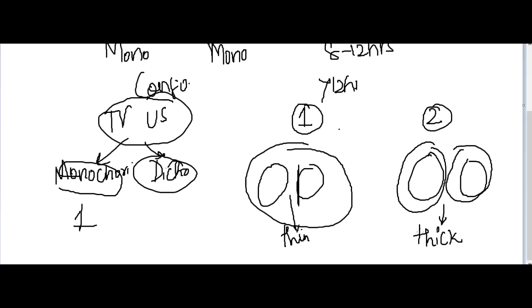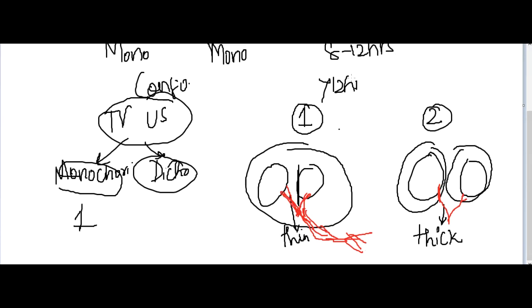In monochorionic twins, the placenta attached to the uterus and supplying the two twins is only one placenta. In dichorionic twins, there are two placentas.